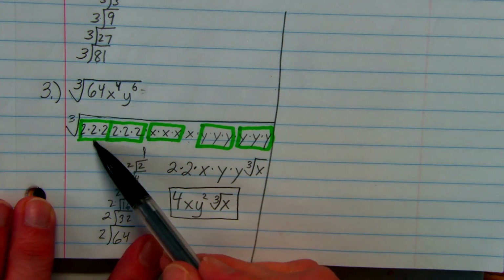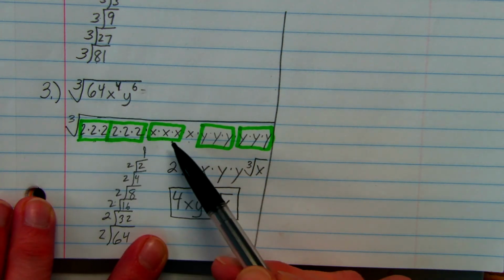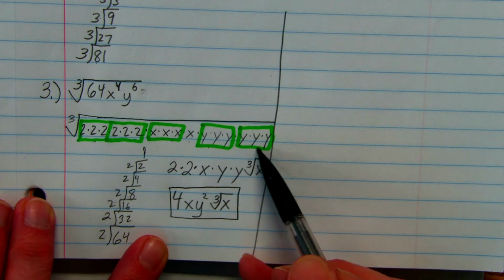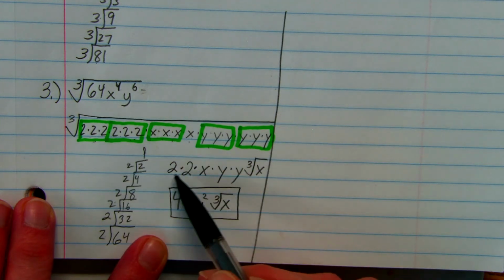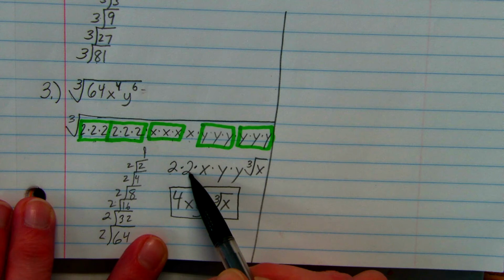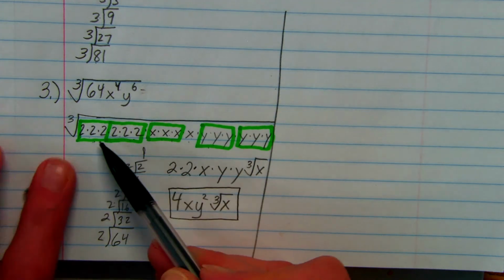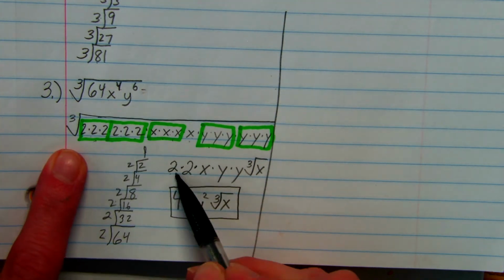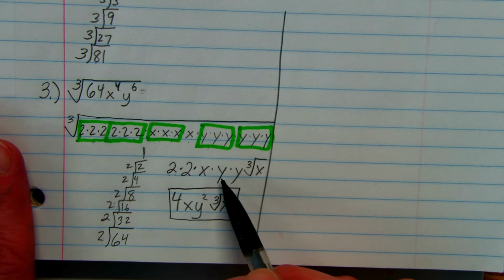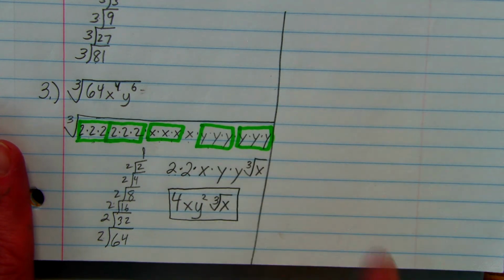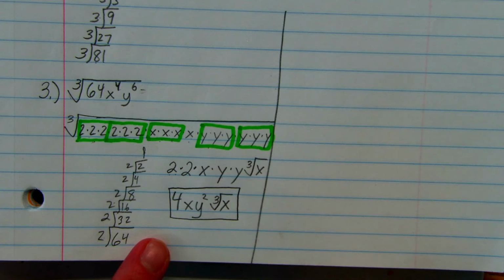So we have a group of 2, a group of 2, a group of x's, a group of y's, a group of y's. For each of these, whatever your group is, you're putting one of those on the outside. Because the cube root of 2 cubed is 2. The cube root of x cubed is x. The cube root of y cubed is y. So we went into a little bit more detail yesterday with this, but that's what you will end up with.